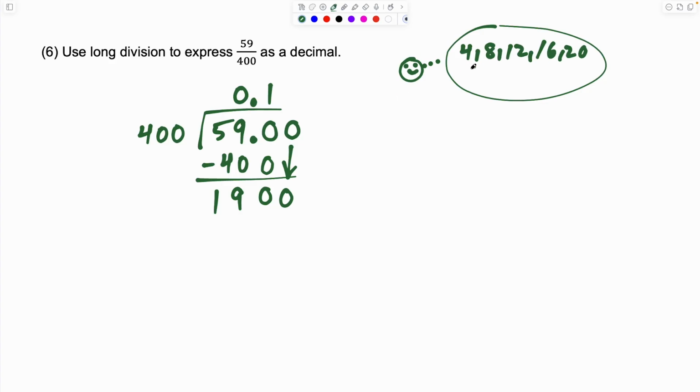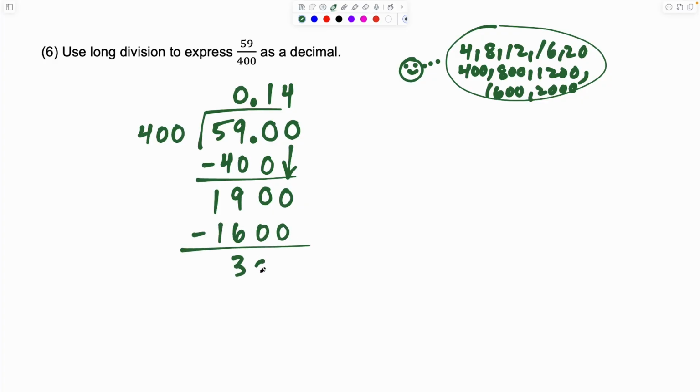So if I want to count by 400s, I know I'm going to have, let's say, 400, then 800, then 1200, then 1600, then 2000. Okay, so I could get as close as 1600, but if I go one more, I'm going to go to 2000, which goes past. So I could put a 4 here and say 4 times 400 is 1600, and I subtract, and I have a remainder of 300.